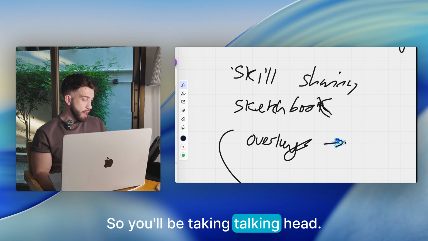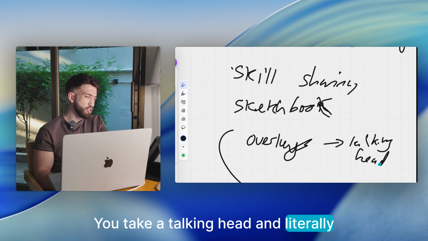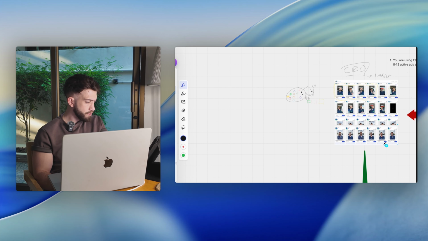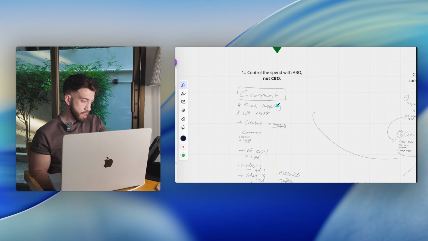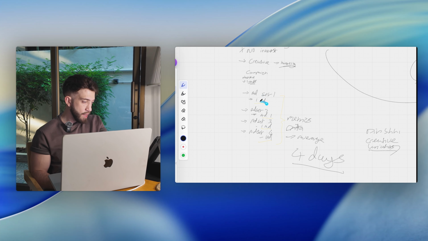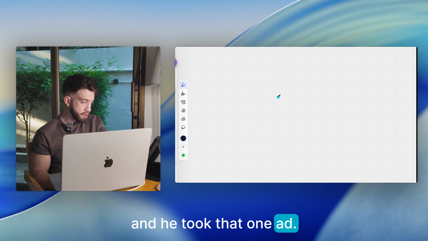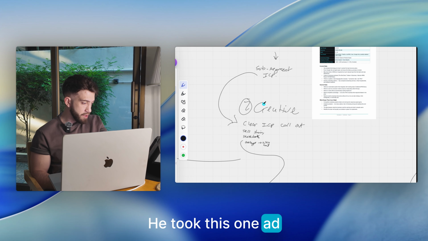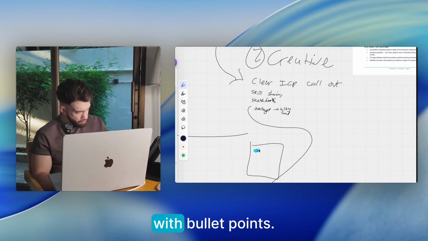So you can take a talking head, and literally, like this guy here, right? I'm telling you now. Let's say he had all these going on, and instead of having it all in here, he took 3 of them out, had that one going, and he took that one ad, right? Let me zoom out. He took this one ad, and he put like an iPhone notes with bullet points.